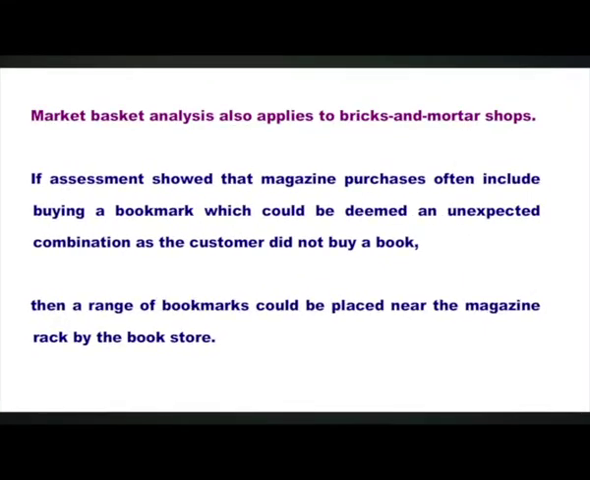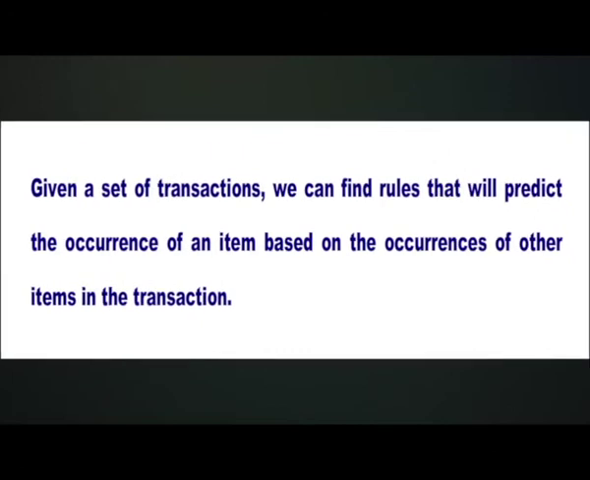Market basket analysis also applies to bricks and mortar shops. If assessment showed that magazine purchases often include buying a bookmark, which could be deemed an unexpected combination as the customer did not buy a book, then a range of bookmarks could be placed near the magazine rack by the bookstore. Given a set of transactions, we can find rules that will predict the occurrence of an item based on the occurrences of other items in the transaction.